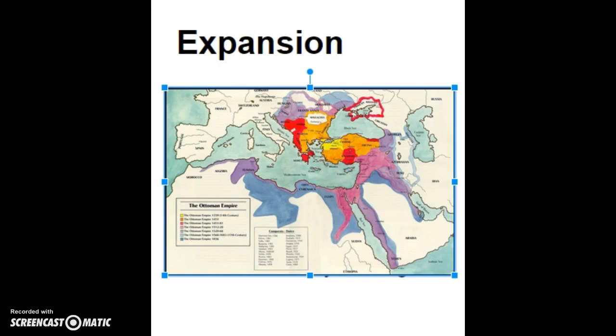By the 1500s, the Ottomans had built one of the largest, most powerful empires in the Middle East and Europe. We see the empire reach 3 continents: the Middle East, southwestern Europe, and North Africa. Their success is greatly due to the fact that they used cannons and foot soldiers with muskets.